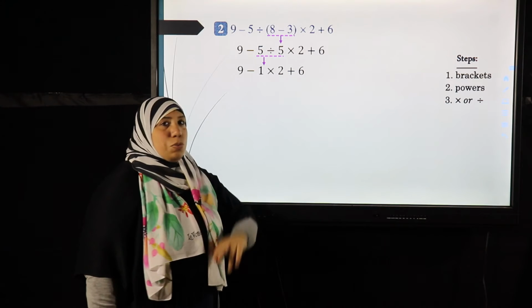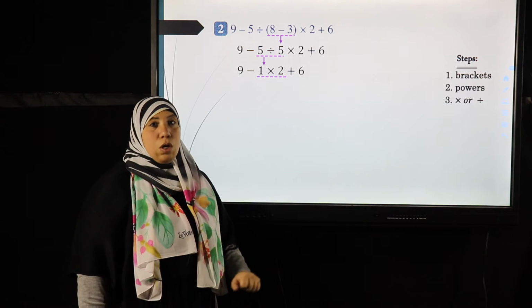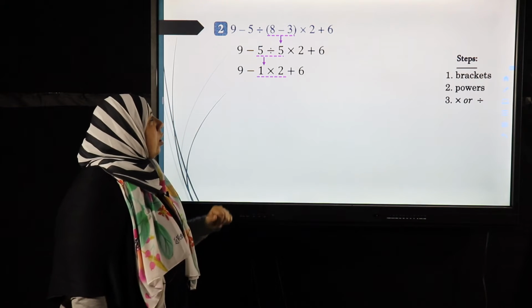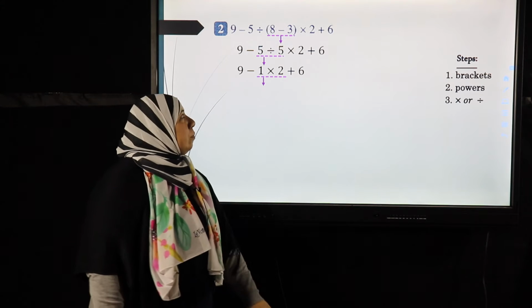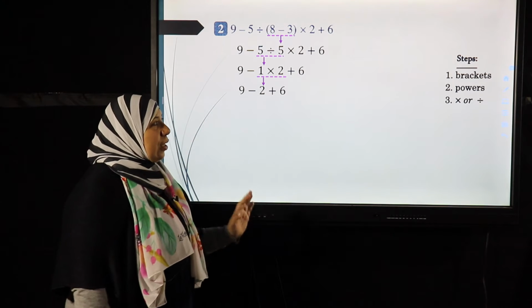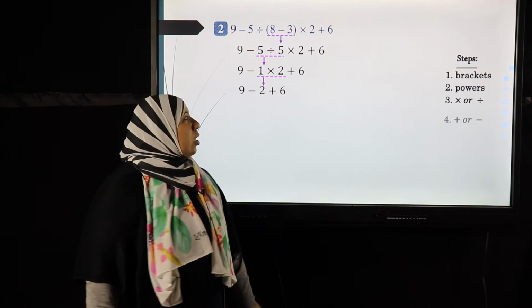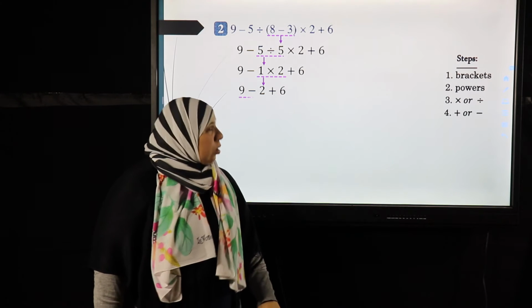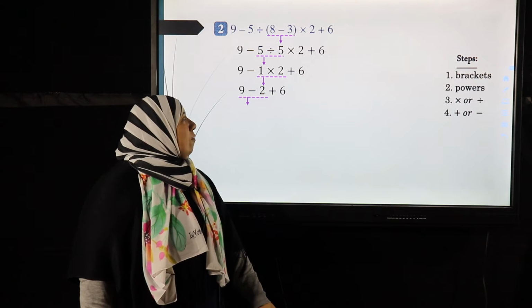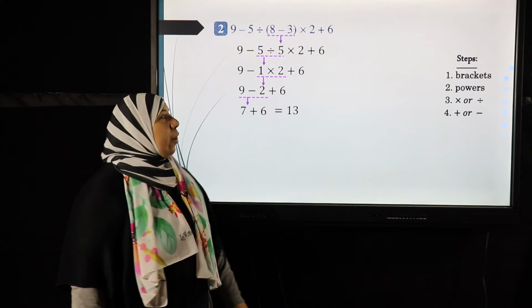Now minus, times, plus. Times is stronger than plus or minus. It should be done first. Now 9 minus 1 times 2, it's 2, plus 6. The last step, plus or minus. So from left to right, minus comes first. 9 minus 2 equals 7, plus 6 equals 13.